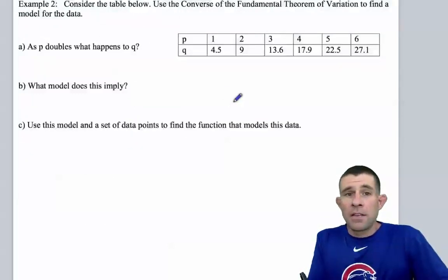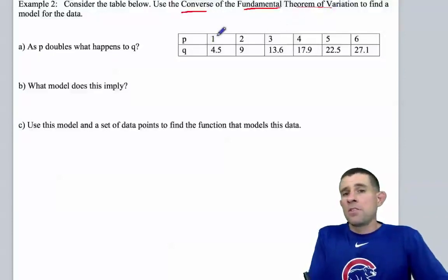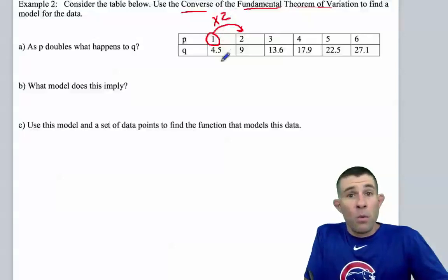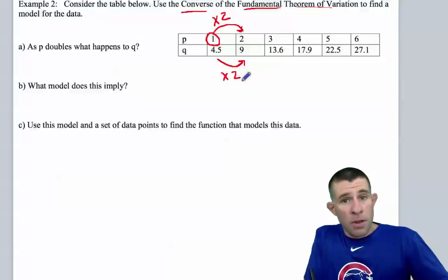All right, let's take a look at example 2. Again, we have another table of data values here, and we're going to see if we can use the converse of the fundamental theorem of variation to find a model for that data. So let's pick some points here. Let's start off with taking a look at P, as P goes from 1 to 2. It's being multiplied by 2. Well, what happens to Q is exactly the same thing. It goes from 4.5 to 9, which is multiplying by 2.